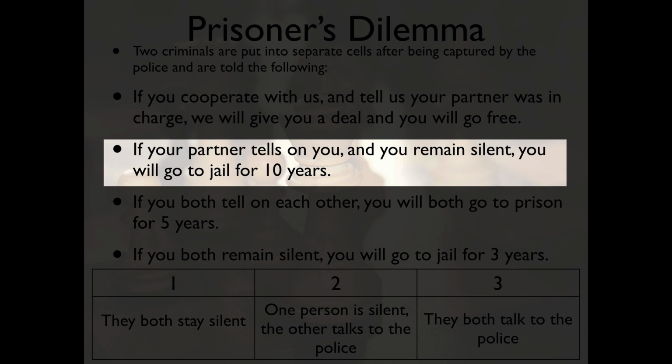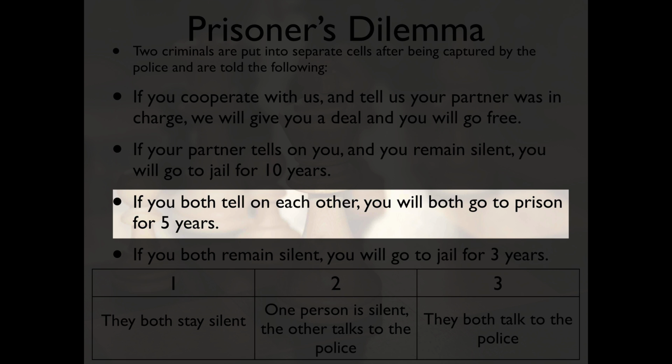However, if your partner tells on you and you don't say anything, you're silent, you'll go to jail for probably about 10 years because someone is going to testify against you. Your friend in the other cell is going to go to court and say it's all your fault, and so you're going to go to prison. Now, if you both tell on each other, you'll both go to prison, because you're both being cooperative will reduce the sentence a little bit. You won't get 10 years. You're going to get 5 years. Okay.